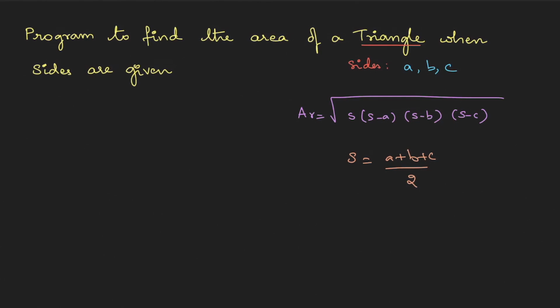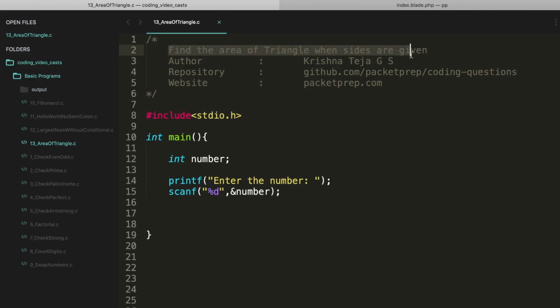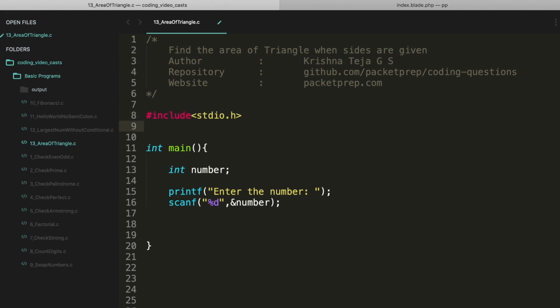Okay, let's code this. Find the area of the triangle when sides are given. For this I'll use the math library function, so let's include that, math.h. So we need to store the three numbers, so let's take them as A, B and C. Let's take one more variable S and area.